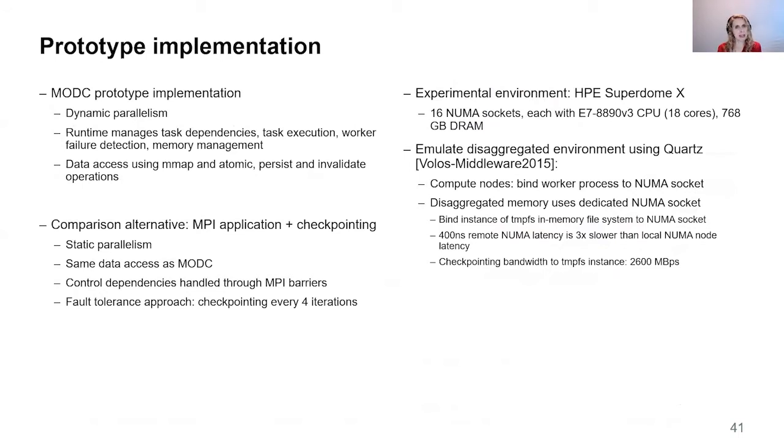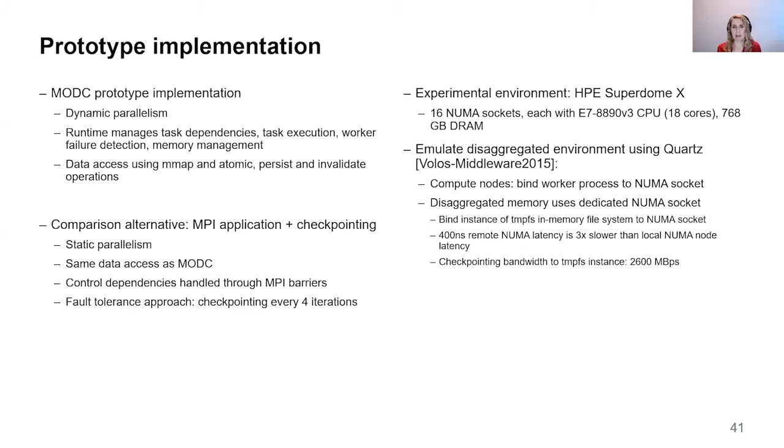And then our baseline is going to be a more traditional approach to writing a resilient application, in particular using both MPI and checkpointing. So the MPI application will use more of a static form of parallelism where the task graph is known ahead of time. And it's going to express its control dependencies as MPI barriers, and it'll use checkpoints to get its resilience. And then to make this as much of an apples to apples comparison as we possibly can, both of these implementations are going to use the same data access methods.